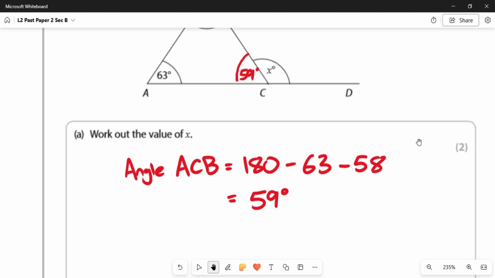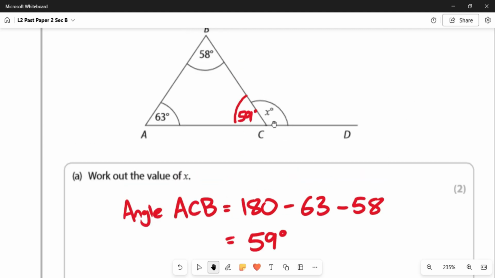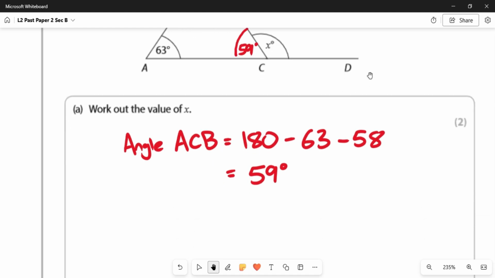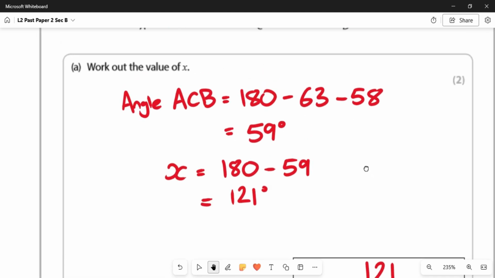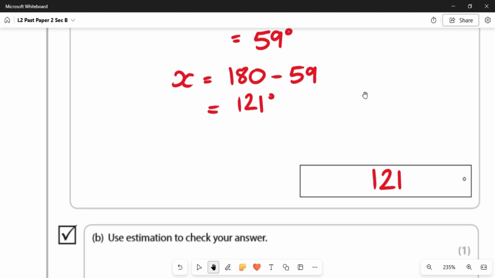So if that's 59 degrees, these two together should add up to 180 because it's angles on a straight line. So now we can work out angle x. To work out what angle x is, you'll have to take away from 180 degrees. Yep, let's do that on the calculator. That gives me exactly 121 degrees for my answer. I'll put that in the answer box. Yep, 2 marks for that. So obviously get 1 mark for your working, 1 mark for your answer.